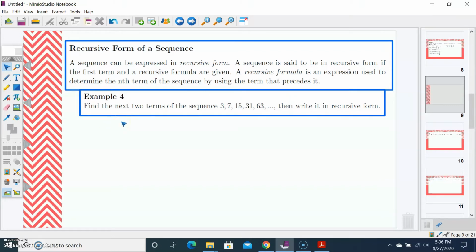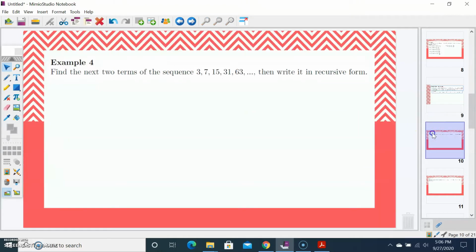So, let's consider example number 4. Find the next two terms of the sequence 3, 7, 15, 31, 63, and so on, then write it in recursive form. Okay. So, dalawa yung kailangan natin sagutin dito. That is the recursive form of this sequence and then the next two terms of this sequence. Okay? So, the first thing to answer this problem is by looking at the given sequence.